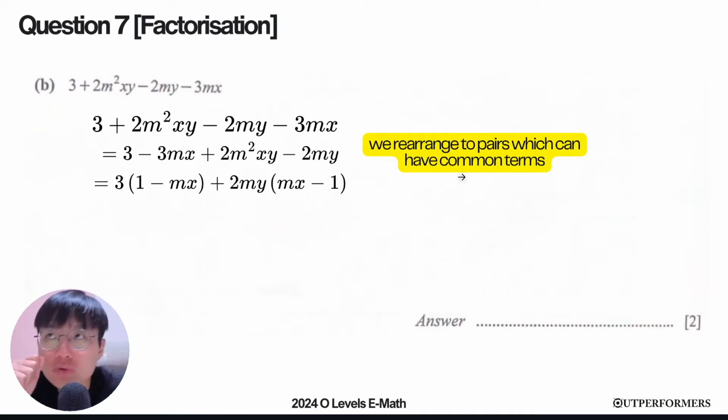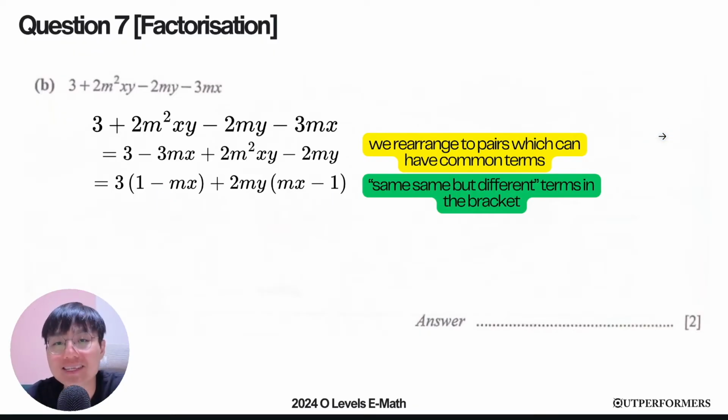So let's recap. What do we need for the grouping technique? We need to make sure these 2 brackets are the same. So let's observe these 2. What do you see? 1 minus mx and mx minus 1. I call this the same but different. I always tell my students that. So what's same but different? They are similar in terms of the terms. I have a 1, I have an mx over here. But why are they different? Because one is a positive 1, the other is a negative 1. One is a negative mx, the other is a positive mx.